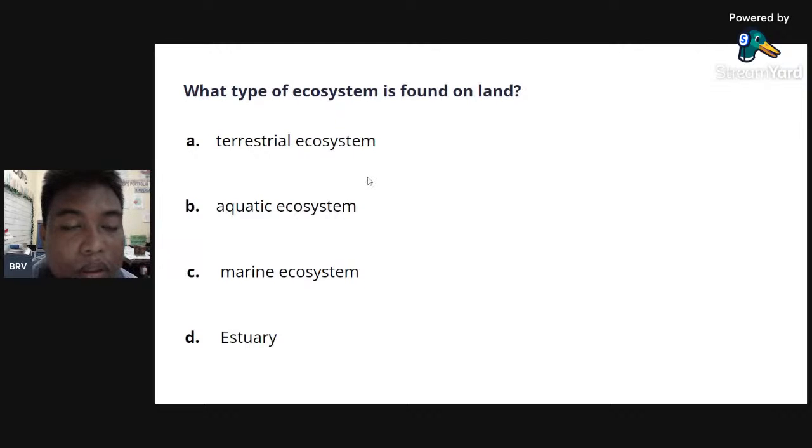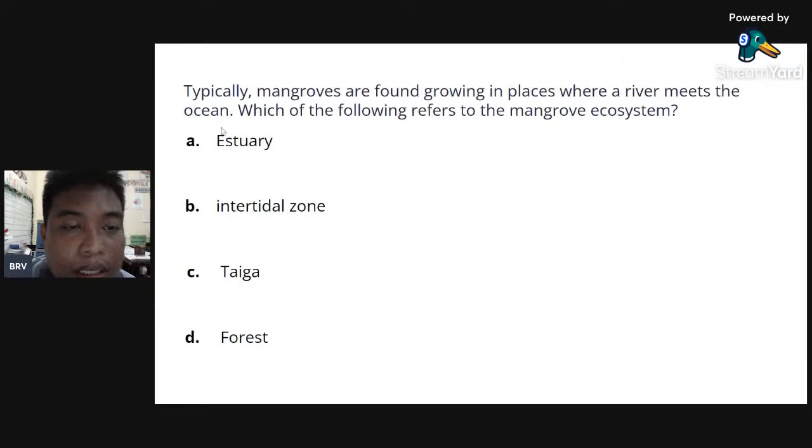Okay, what type of ecosystem is found on land? Those that we see on land are called terrestrial ecosystems. Next, typically, mangroves are found growing in places where a river meets an ocean. Which of the following refers to the mangrove ecosystem? What do we call the place where the ocean and river meet? That is called an estuary.